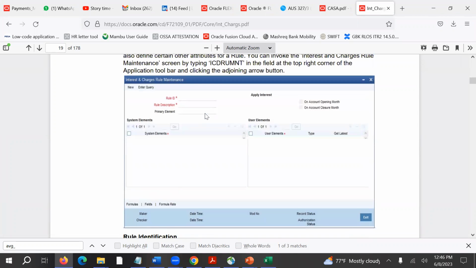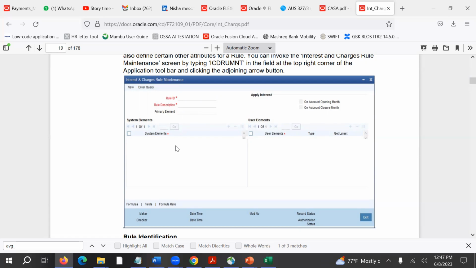Okay, so this is your rule screen. Here I mention the rule ID. This is a 4-digit alphanumeric. Then give the rule description, and then I say whether this is applicable on the opening month and on the closing month, because I can open an account in the middle; not everybody necessarily opens at the month beginning. In case I don't want to give interest on that first month and the closing month, these features can be given.